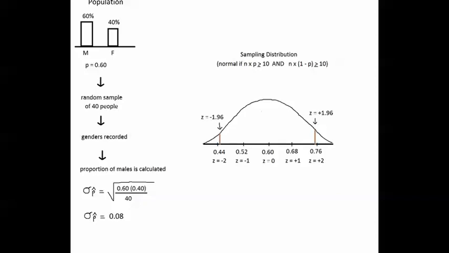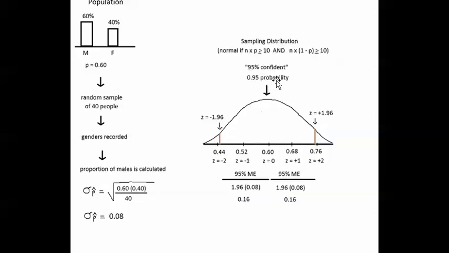For example, if I want to find the 95% margin of error, I just multiply this z-score, 1.96, by the standard error, which I calculated here, and I get the answer. It comes out to 0.16. So there's a 0.95 probability that the sample proportion will come out to somewhere between 0.44 and 0.46 male.